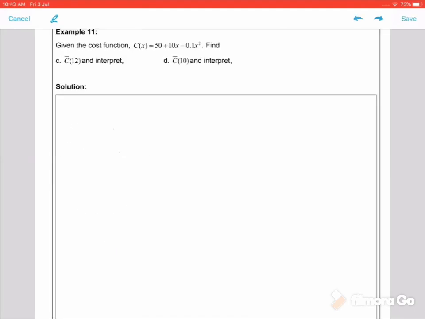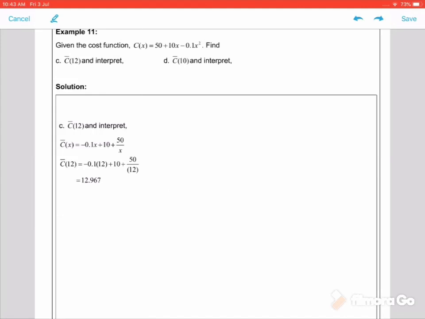We continue with part C. C bar(12) and interpret. The question asks us to find the average cost function when x equals 12 and interpret. First of all, let's find C bar(12). We just substitute 12 into our average cost function from part B. After we substitute 12, we will get a final answer equal to 12.967.